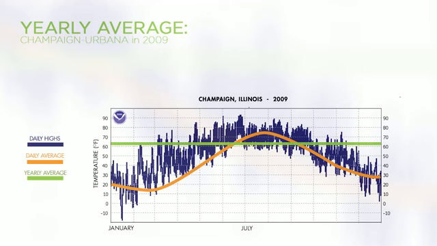The green line is the average for the whole year. And of course, this is the question I started this talk with. As you can see, it's about 60 degrees Fahrenheit. In fact, it's 61 degrees Fahrenheit. That's about 15 degrees Celsius.